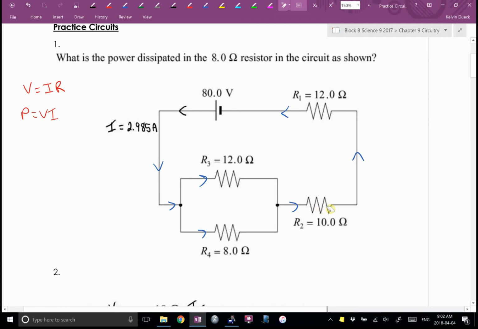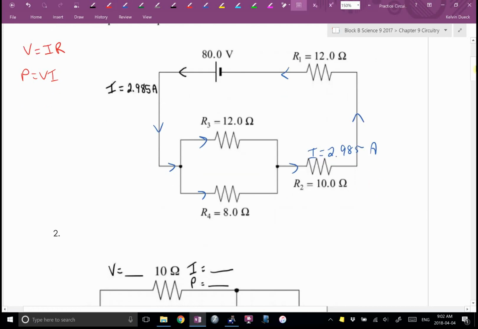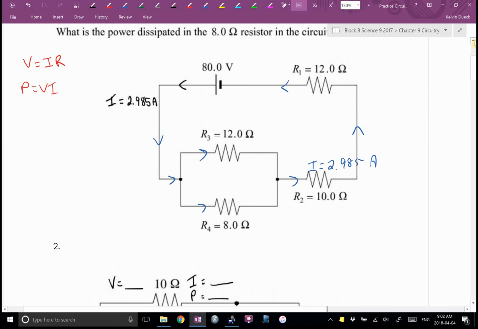You're right. How many amps are going through there? 2.985. Yes. So right now, let's write down I equals 2.985 amps. Yes? Do I know two things? I know four things. I also know how many volts and how much power I have there.